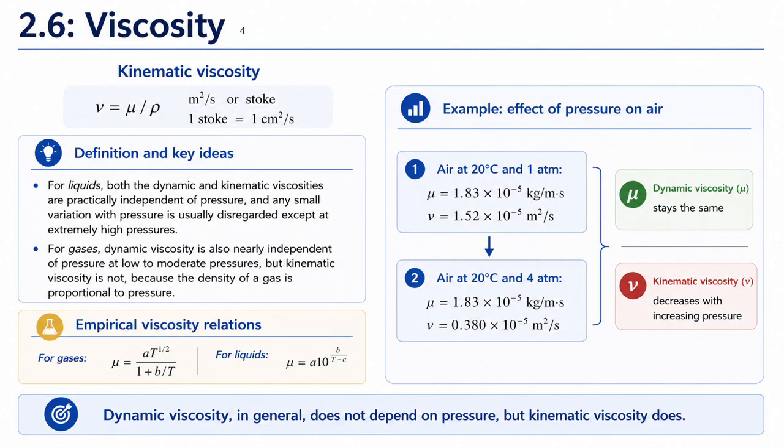An example on the right shows the effect of pressure on air. At 20 degrees Celsius and 1 atmosphere, air has a certain dynamic viscosity and kinematic viscosity. At the same temperature but at a higher pressure, 4 atmospheres, the dynamic viscosity stays nearly the same but the kinematic viscosity decreases because the density of the air increases when the pressure increases. If mu stays almost constant and rho increases, then nu, the kinematic viscosity, will decrease.